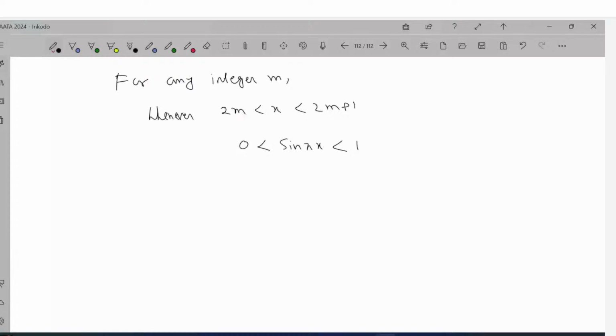Because 2m plus pi will come here, that's why I take 2m. So then what do we need? 1 plus, correct? So 0 plus 1 less than 1 plus sin pi x less than 1 plus 1. So we have 1 less than 1 plus sin pi x less than 2. So then what is the value of this limit f(x) in that case?